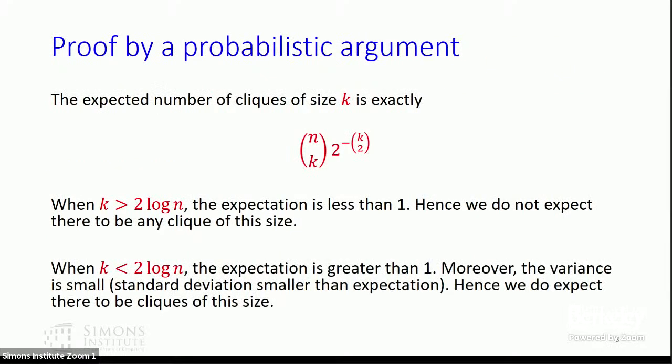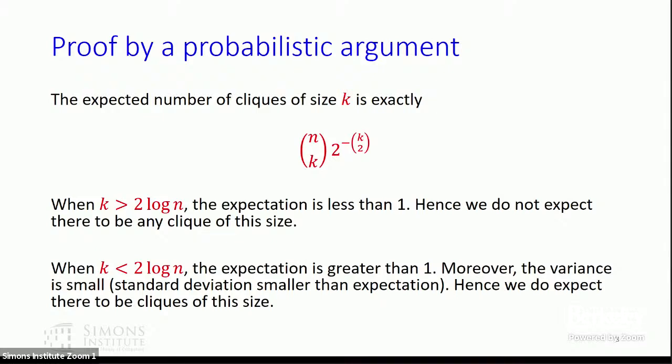So the proof is by a probabilistic argument. So the expected number of cliques of size k is exactly, this is exact, you look at all possible subsets of size k of the vertices, that's n choose k, and each one is a clique, if all edges are present, this happens with probability 2 to the minus k choose 2.